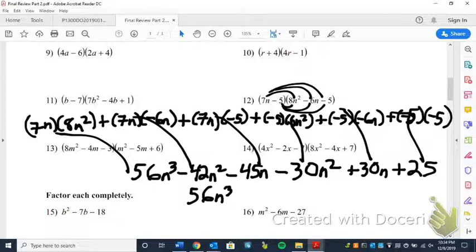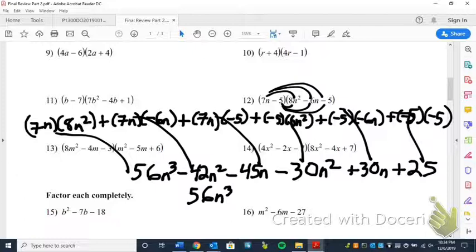Now notice, though, that we can only combine the ones that have like terms. In this case, literally the exact same, okay? So the n and the n squareds can't be added together or anything like that. So we start looking, and I like to go in order of descending powers. Because we have an n to the third there, we're going to go 56n cubed.